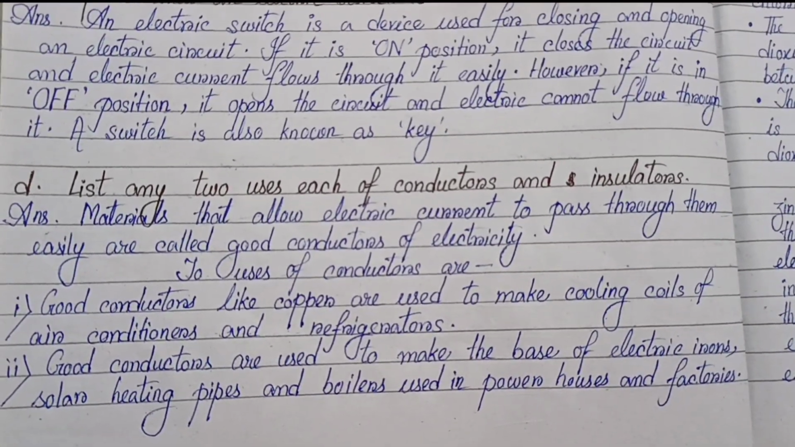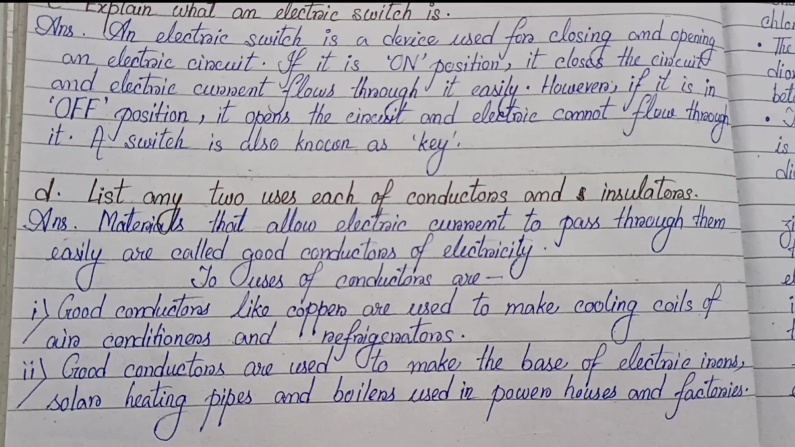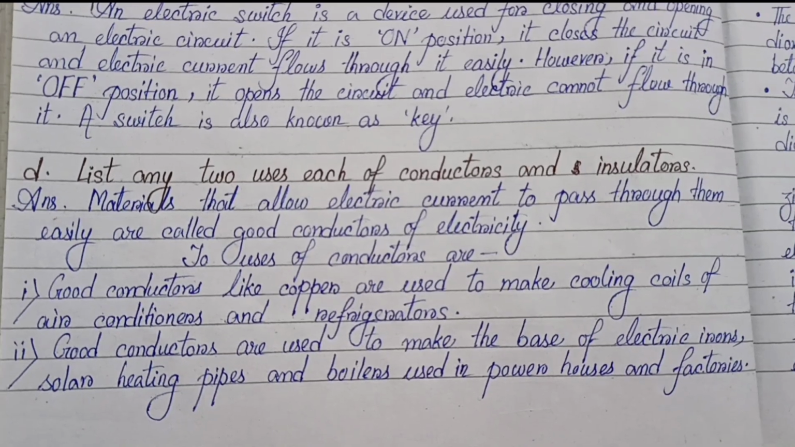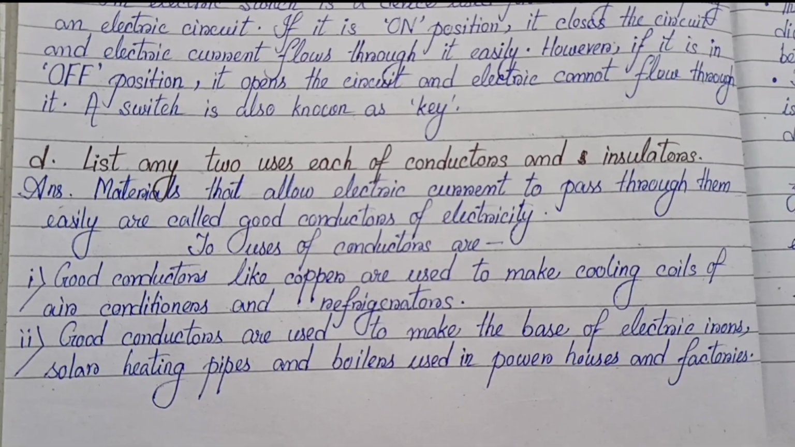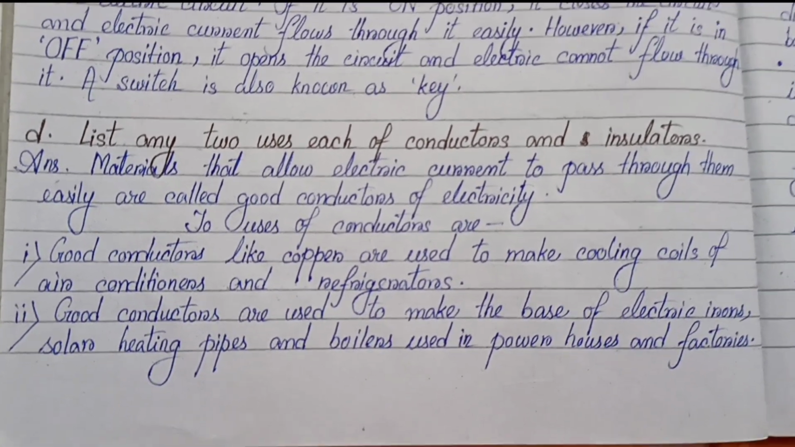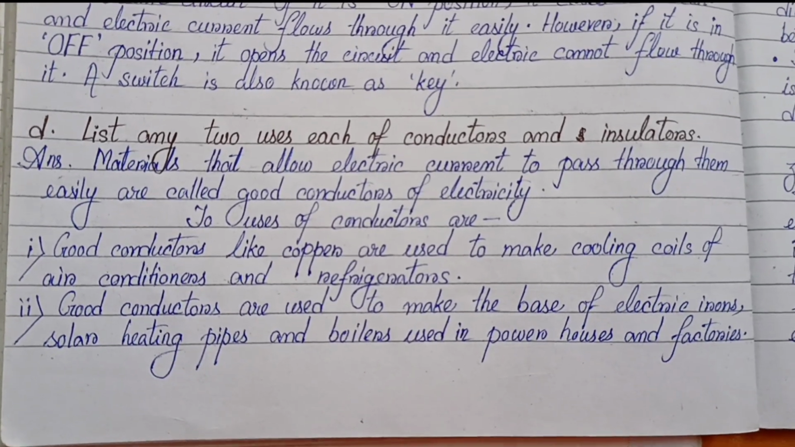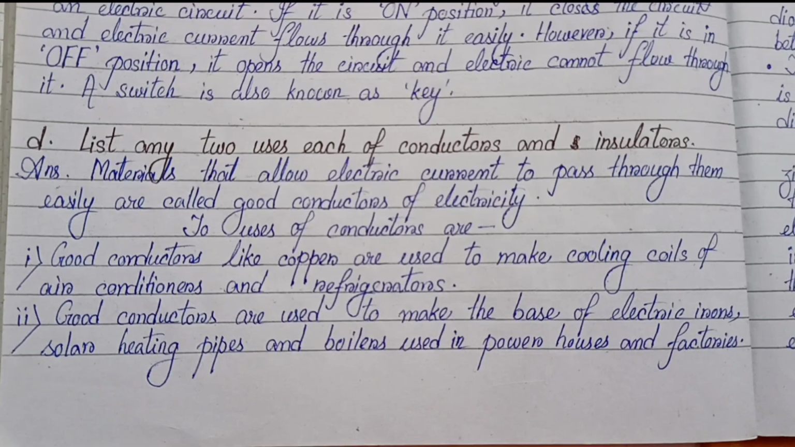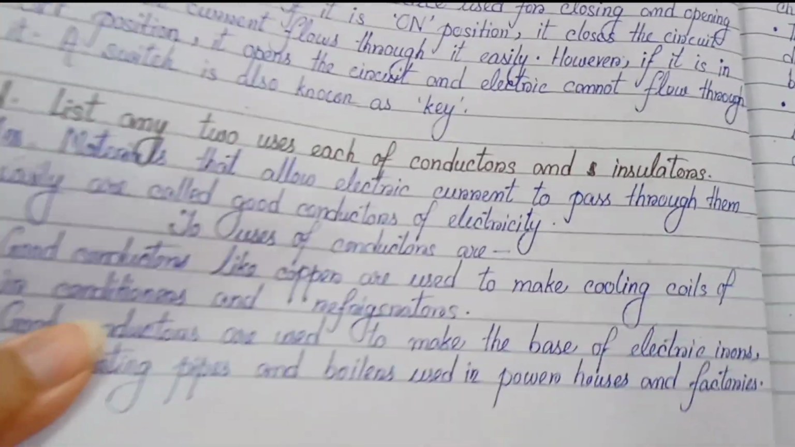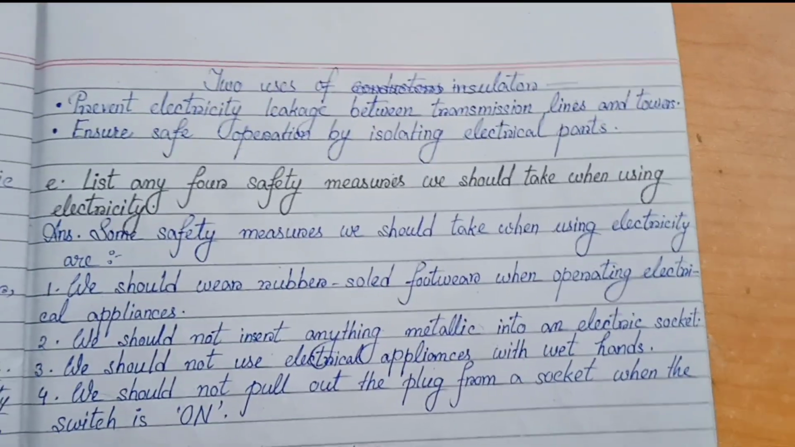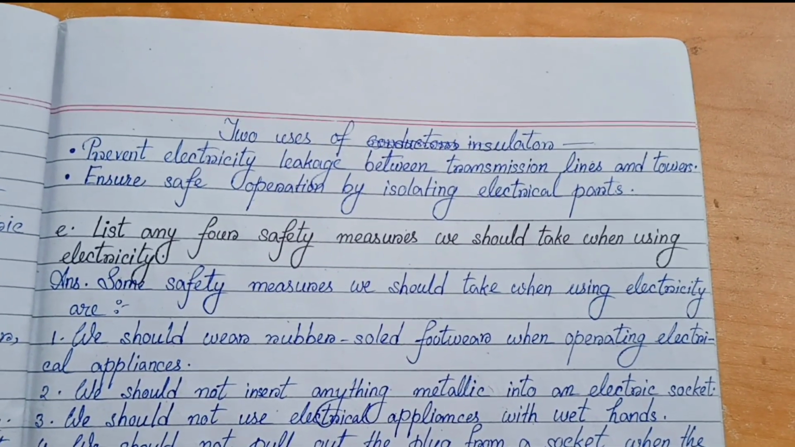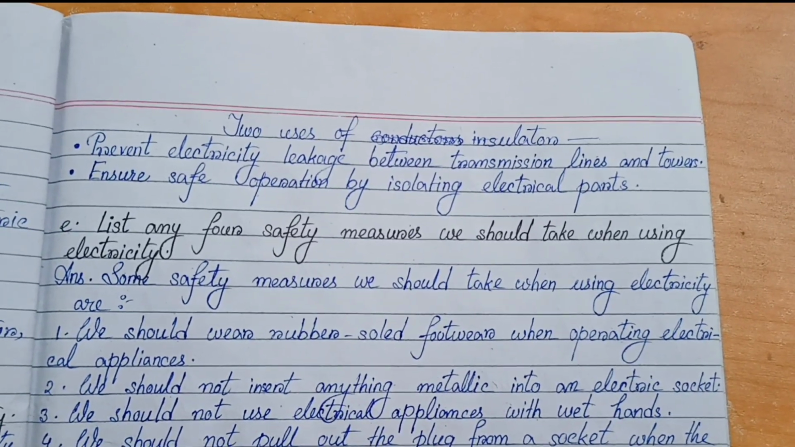Number D, list any two uses each of conductors and insulators. Materials that allow electric current to pass through them easily are called good conductors of electricity. Two uses of conductors are: number one, good conductors like copper are used to make cooling coils of air conditioners and refrigerators. Number two, good conductors are used to make the base of electric irons, solar heating pipes, and boilers used in powerhouses and factories. Two uses of insulators: prevent electricity leakage between transmission lines and towers, and ensure safe operation by isolating electrical parts.